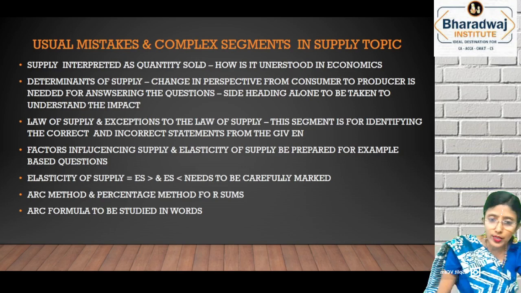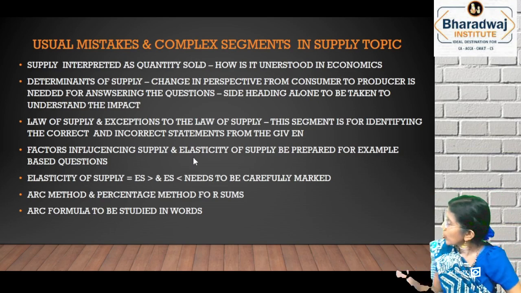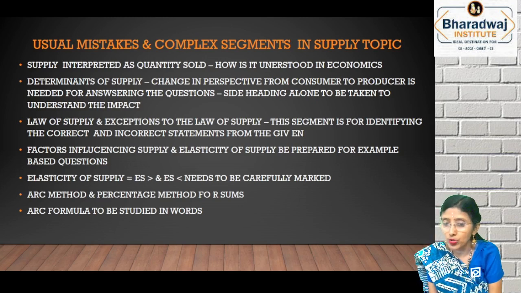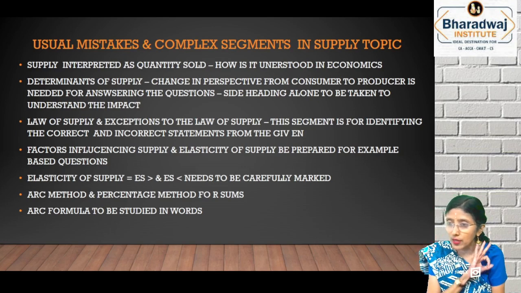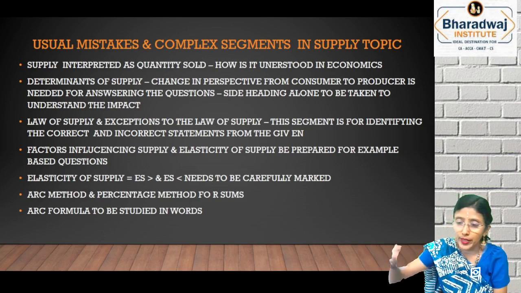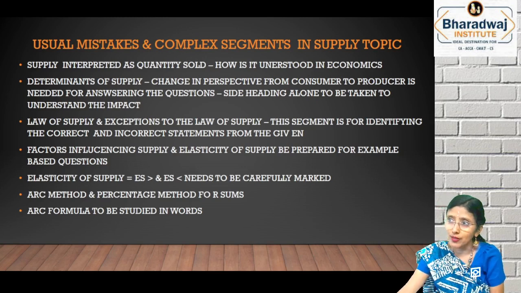Now, what are the usual mistakes or complex segments in the supply topic? For your information, my dear students, first, supply is interpreted as quantity sold. It is not so. You remember that exercise, how long we did it in different ways. We did inventory, sold, unsold, stock, not necessarily sold, all those things. It has nothing to do with sales of a commodity. Point number one. Second, when you do an exercise on determinants of supply, shift your perspective from consumer to the producer. I've told you that very clearly because the answer will be different.